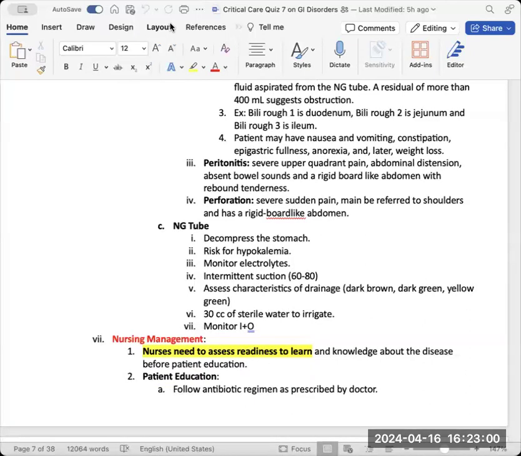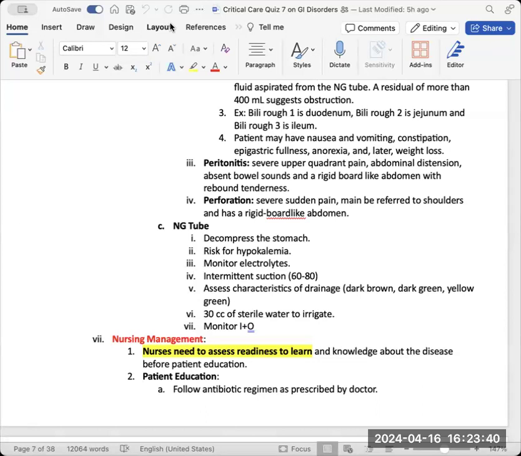Now, I also want to add that perforation and peritonitis both have a rigid abdomen. They're both going to present with that. So I just wanted to let you know that. If you ever see a question and you're like, peritonitis isn't there, but perforation is, they can both have a rigid board-like abdomen. But with peritonitis, they're going to have a rigid board-like abdomen with rebound tenderness. Perforation has a rigid board-like abdomen, but they have severe upper abdominal pain that typically refers to their right shoulder. So that's a slight difference between those two. For me, I find GI disorders to be very similar. That's why I like to mention the differences. So hopefully it helps you.